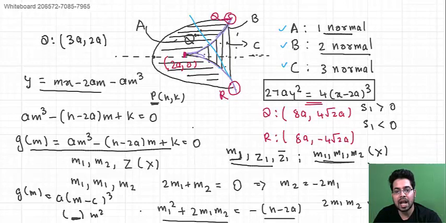Now, while stating all the properties, I also mentioned that the normal to this parabola is going to be tangent to one of the branches of this curve, right? So I need to prove that as well. Fine.